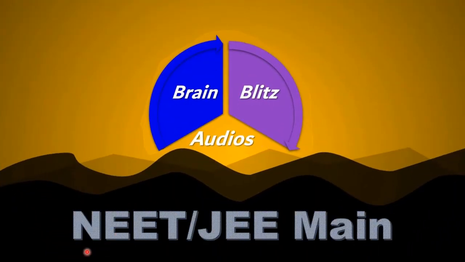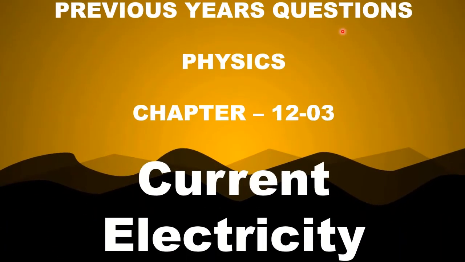Today in this episode of NEET JEE-Main, we're going to be looking at previous year questions of physics asked in medical and engineering entrance exams in India. Today we're dealing with a very important chapter. The name of this chapter is Current Electricity. Now this chapter deals with moving charges in a conductor, which we call current.